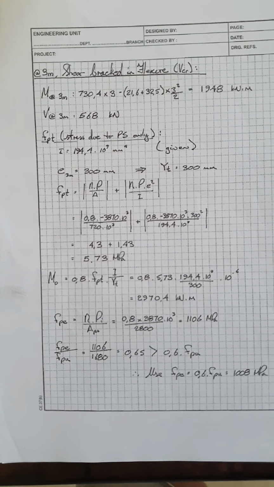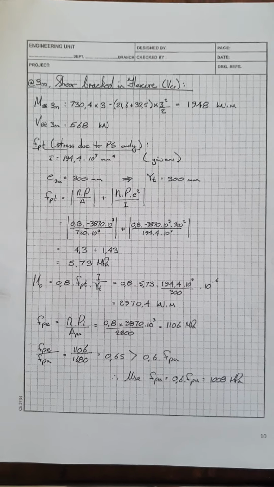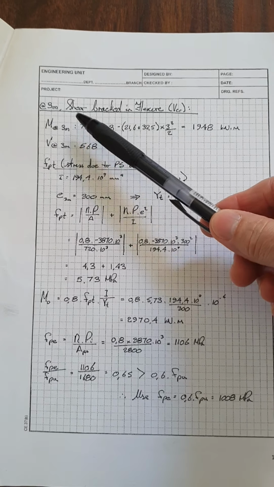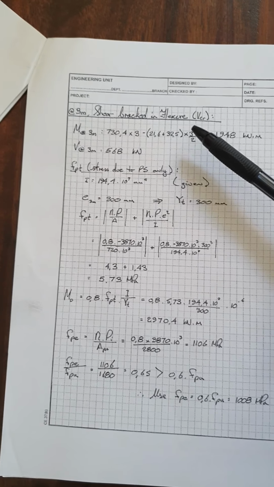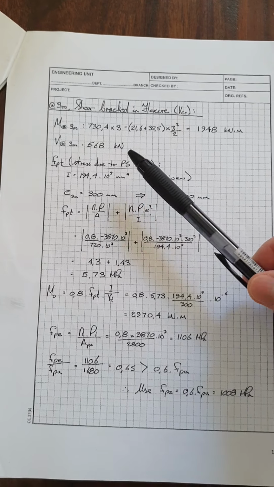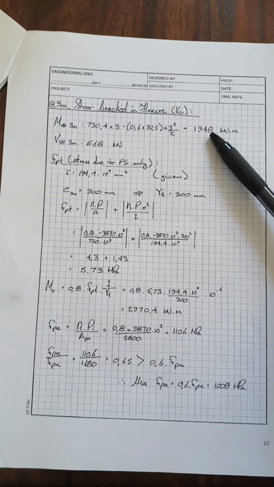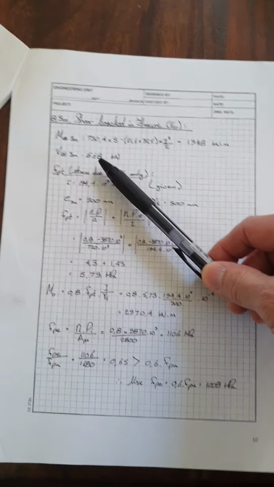Okay, let's go through the example. To continue with the example that we've got in our notes, at 3 meters, we're going to check the shear cracked in flexure now and compare that with the uncracked in flexure at that point. For this we need to know two things. Firstly, we need to know the moment at 3 meters, and that is the ultimate bending moment, and we need to know the shear at 3 meters, that is the ultimate limit state shear.